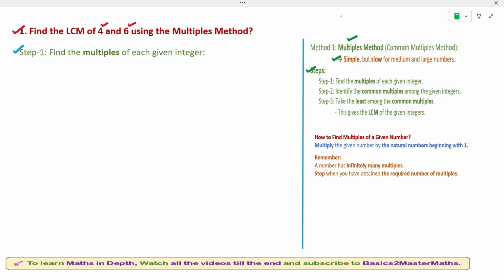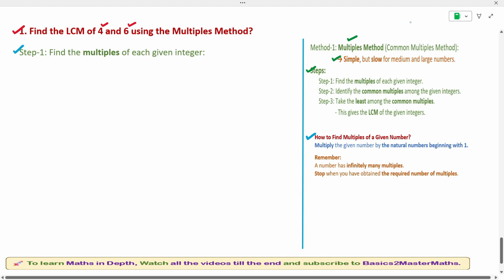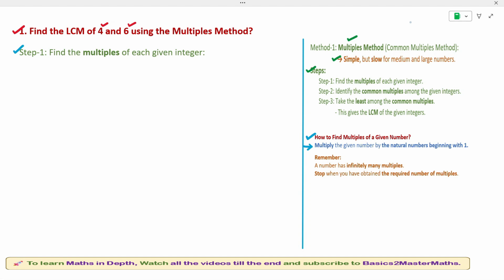Step 1. Find the multiples of each given integer. How do you find the multiples of a given number? It is very simple. Multiply the given number by the natural numbers beginning with 1.